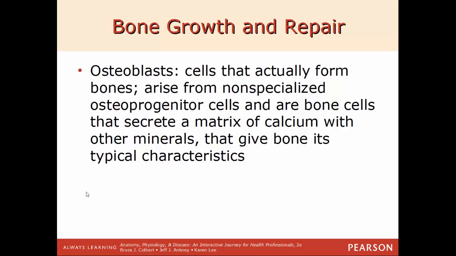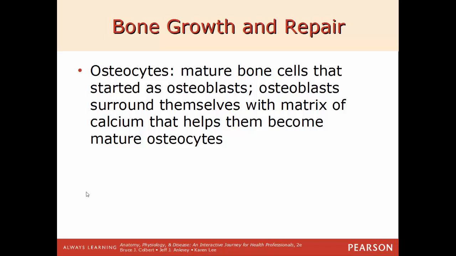And these are bone cells that will secrete a matrix of calcium and other minerals that give bone its very typical characteristics. Next type, osteocytes. These are the mature bone cells we talked about earlier. These start off as osteoblasts, but then these osteoblasts will surround themselves with a matrix of calcium, which helps them mature into a full-fledged bone cell, an osteocyte. So osteoblasts, once they lay down the calcium rings around themselves, turn into osteocytes.